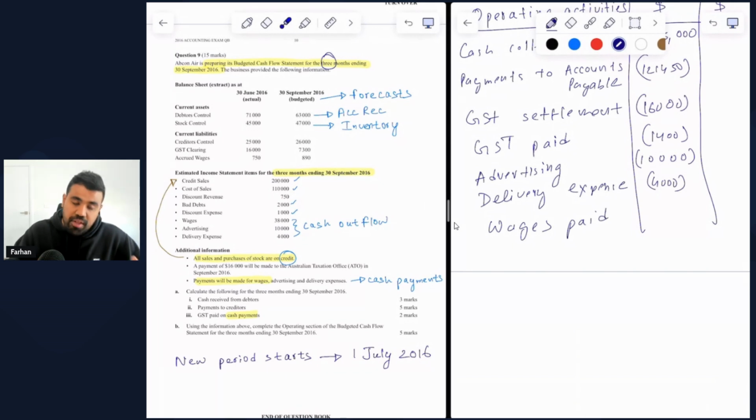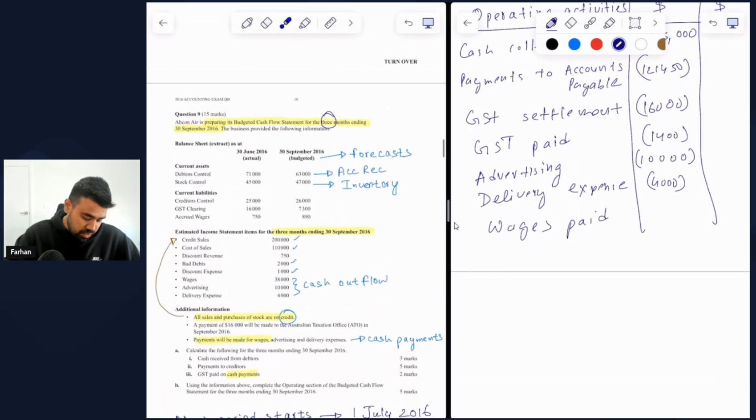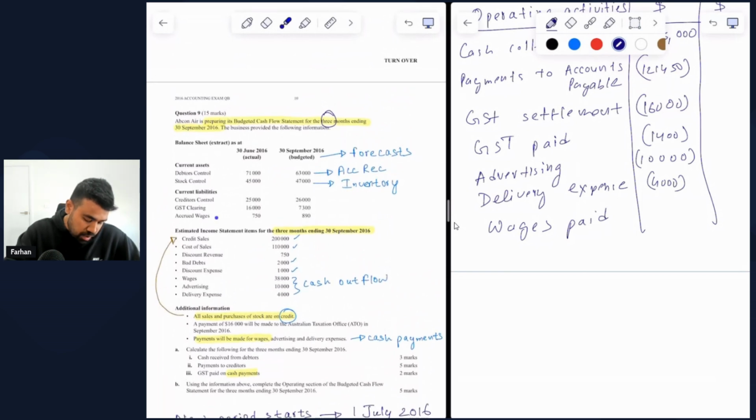Now, to derive that amount, you need to look into whether or not we have paid for all the wages. If you check the balance sheet extracts, you can see that the accrued wages are given under the current liability section at end of 30 June 2016 of $750. And then we also have the forecasts at end of 30 September 2016 of $890. So we have some liabilities to take care of.